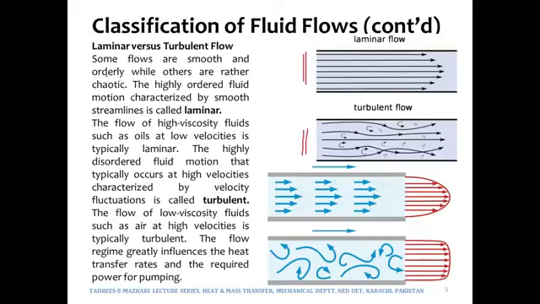So some flows are smooth and orderly, while others are rather chaotic. The highly ordered fluid motion, which is characterized by smooth streamlines, is called laminar flow, whereas the other one is called the turbulent flow. The flow of low viscosity fluids such as air at high velocities is typically turbulent. Right? Any flow may be turbulent. That would of course depend upon various parameters such as the velocity, such as the viscosity. We will see how we can determine whether the flow is laminar or turbulent.